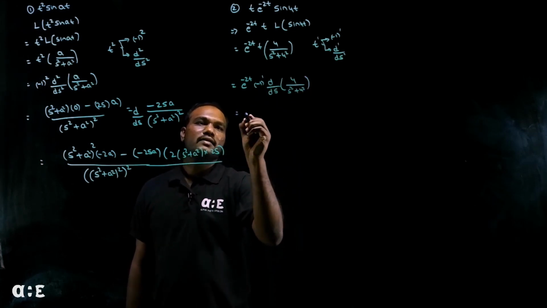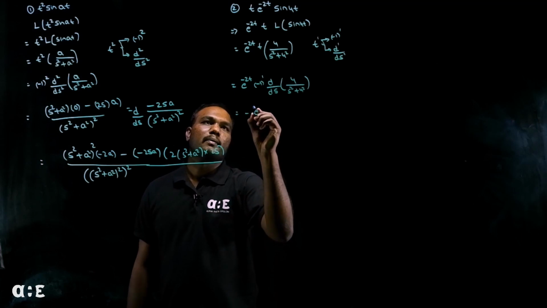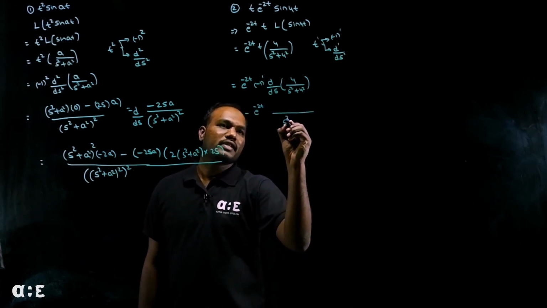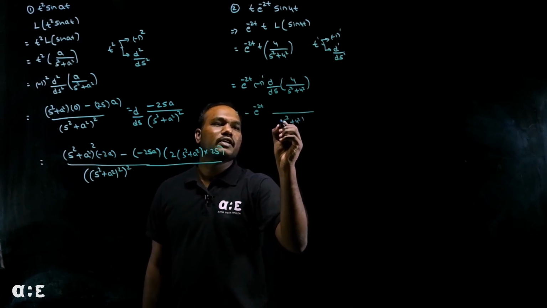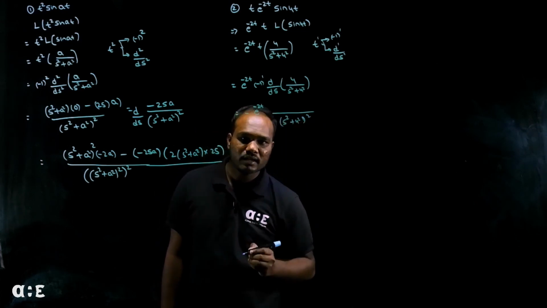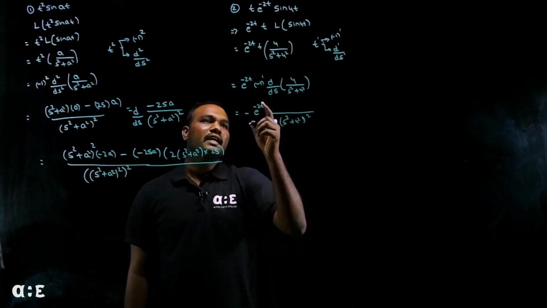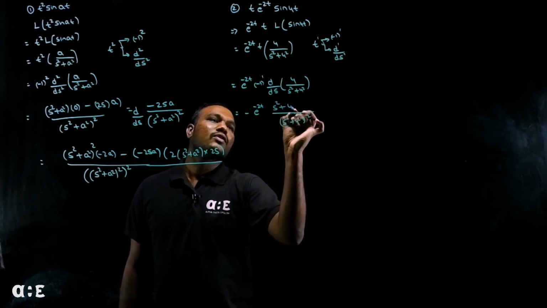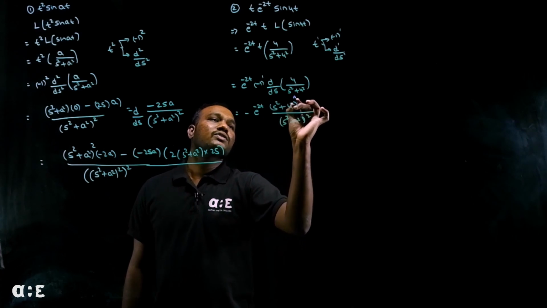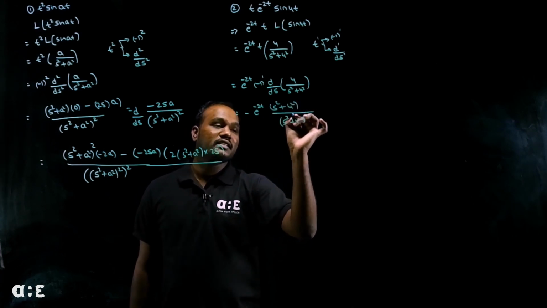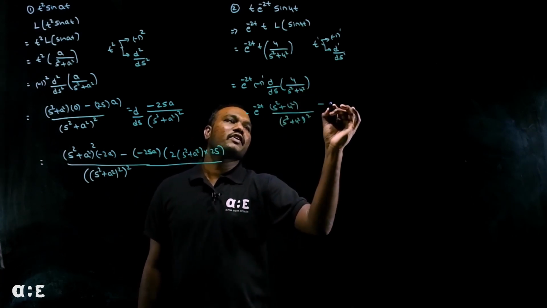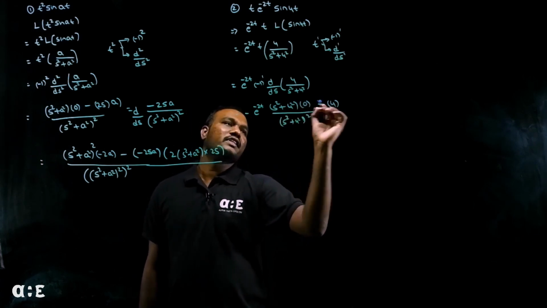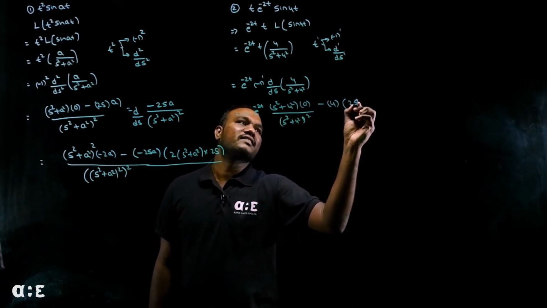So I'll take minus 1 outside, I'll be left with e power minus 2t. So let's differentiate this now. The denominator s square plus 4 square, I have to square it, and whatever the denominator is there, I have to write that, s square plus 4 square whole square, minus the numerator 4. So we need to differentiate here, and we need to differentiate this term here, that is 2s, right?